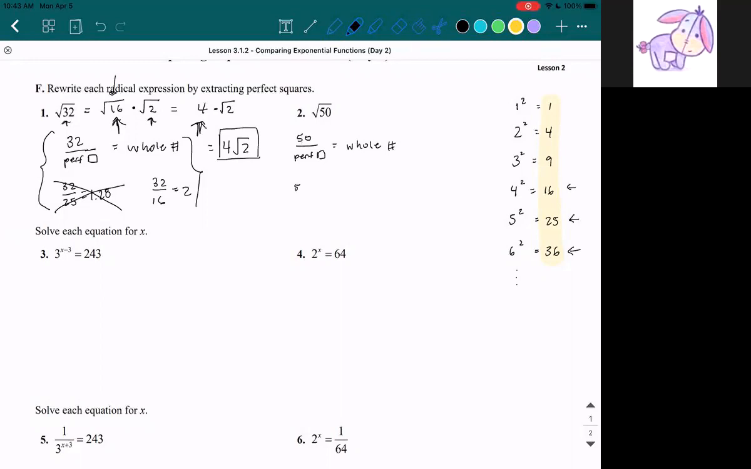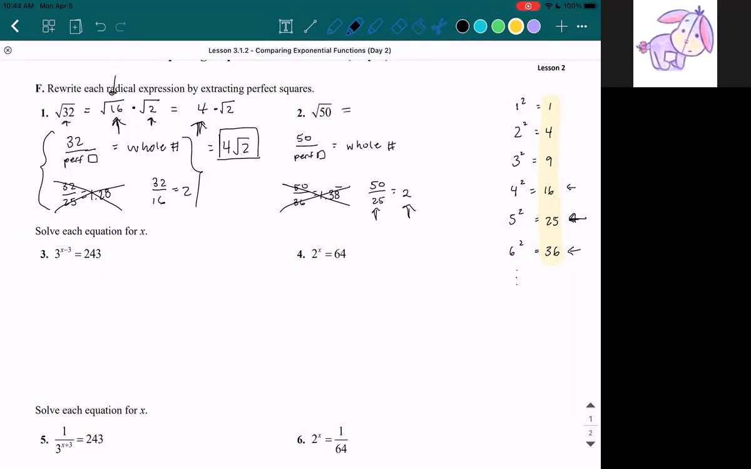I want 50 divided by some perfect square to be a whole number. So I'm going to try that out. Let's try 50 divided by 36. Let's say I don't know what perfect square fits in, so I'm just going to try stuff out. Does 36 fit into 50? 50 divided by 36 gives me 1.38 repeating, that is not a whole number, so no. Okay, what about 25? 50 divided by 25, if I divide that out, it gives me 2. And oh look, 2 is a whole number. So then I know that 50 is equal to 25 times 2.